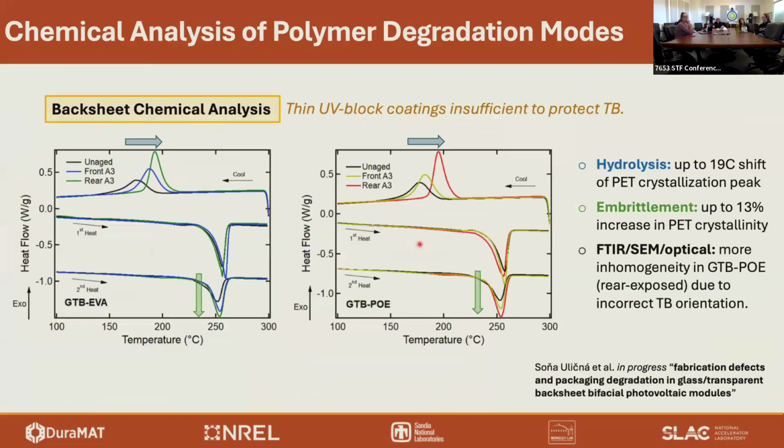She also looked into the backsheet degradation, and her conclusion is that the thin UV blocking coatings for this particular backsheet were not sufficient to protect the PET core. So she saw hydrolysis and embrittlement of this PET core in both cases for the glass transparent backsheet EVA and glass transparent backsheet POE samples. But in some cases, she saw that the backsheet could be mounted backwards, so the coatings are not symmetric. And in cases where the backsheet was mounted backwards, it could degrade more when it was exposed to the UV containing light.